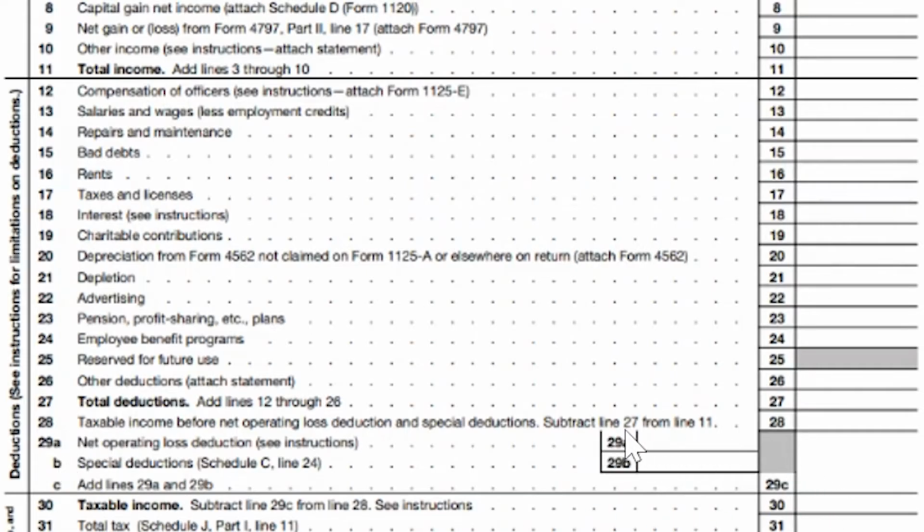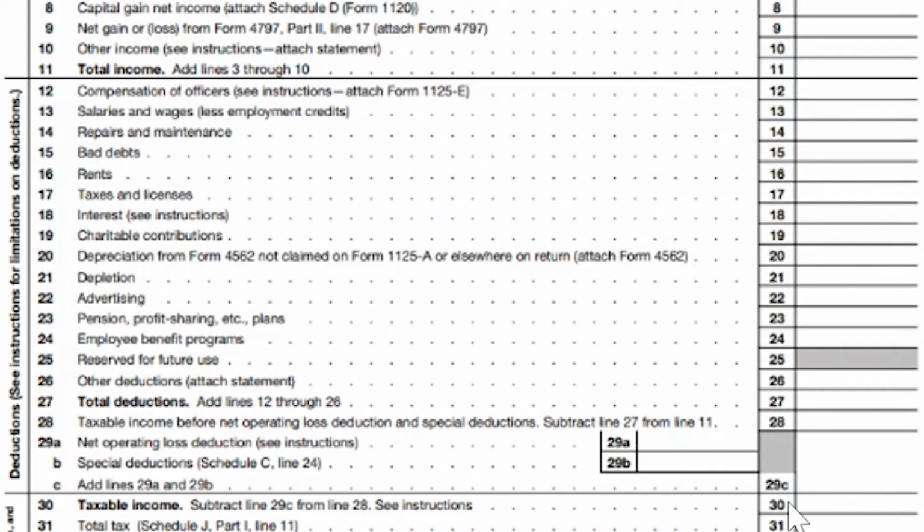Those are the net operating loss. If you generate income this year, the loss from last year, from a prior year, carried over can be used to offset your income. It depends on the rule for the year.